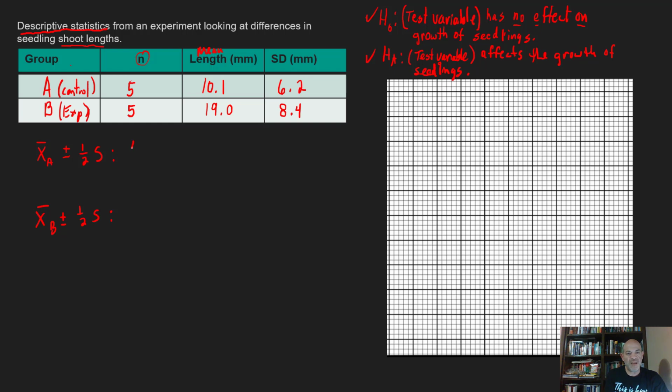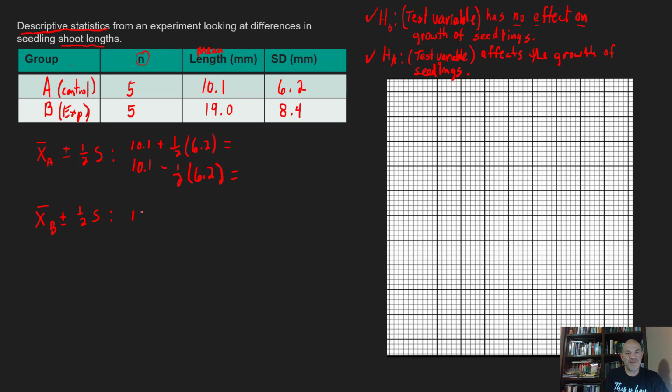The mean for Group A is 10.1, and in the first case, we're supposed to add 1/2 the standard deviation, 1/2 of 6.2. And that is going to give us a high value for the range. And then we also need to subtract. So we're going to subtract 1/2 the standard deviation, which is 6.2, and that's going to give us the low value. So this will give us the high value for the range and the low value. Let's go ahead and set it up for Group B.